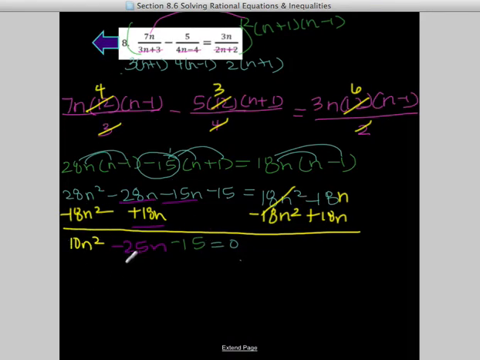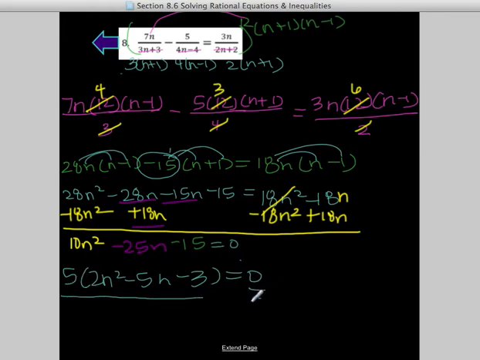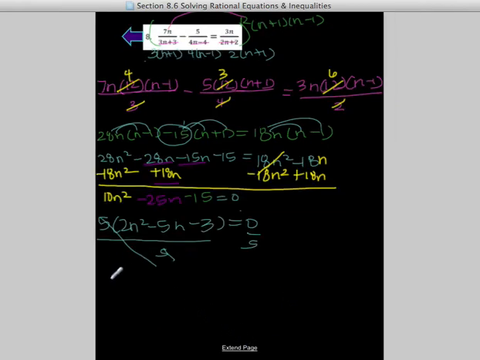Okay. Now I can see I have a quadratic. But before I go ahead and try to factor that, I notice they're all divisible by 5. So I can factor out a 5. So I would have 2n squared minus 5n minus 3 is equal to 0. Notice that if I divide both sides by 5, that will disappear. Okay, and 0 divided by 5 is 0. So I really only have to worry about 2n squared minus 5n minus 3 equaling 0. So I'm going to factor that.